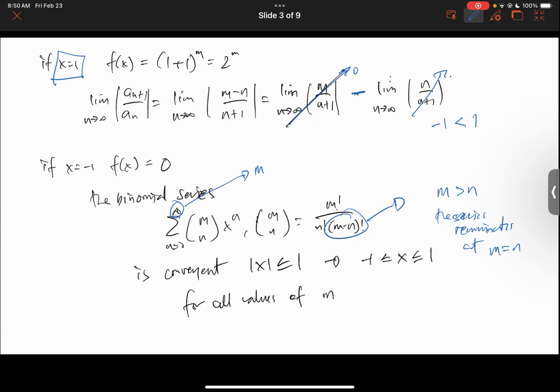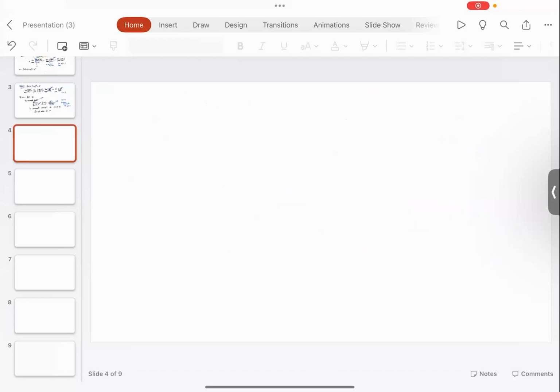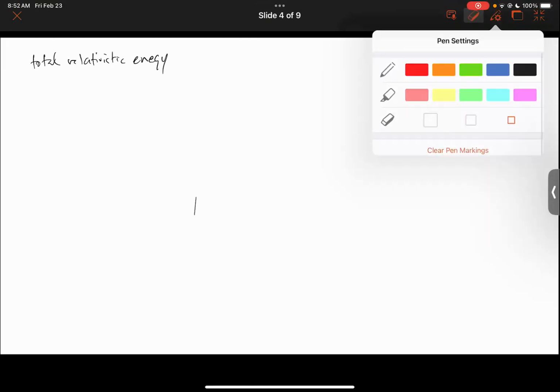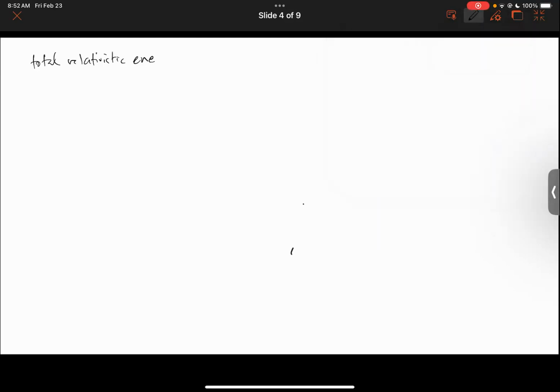Okay, so now let's consider an example. Let's consider yung isang relativistic na equation. So if you've heard of relativity theory, ito yung isa sa mga equations na ginagamit. So this describes the total relativistic energy of a particle of mass m and velocity v.